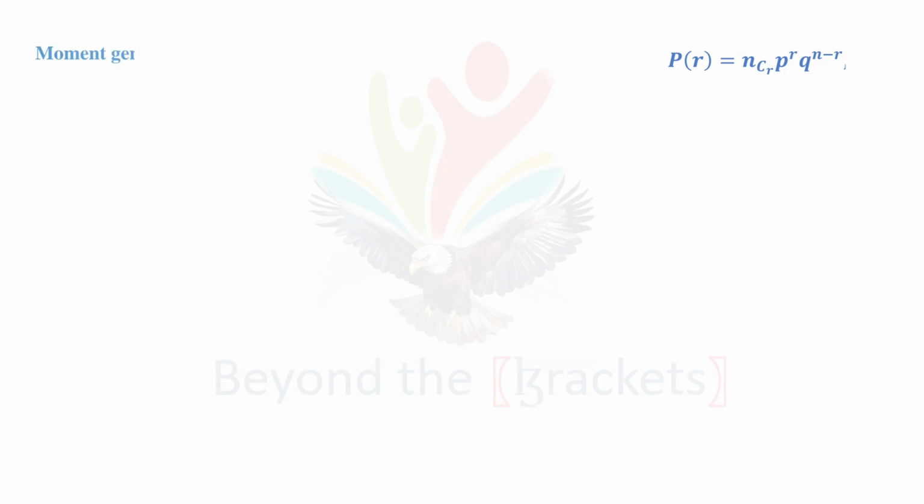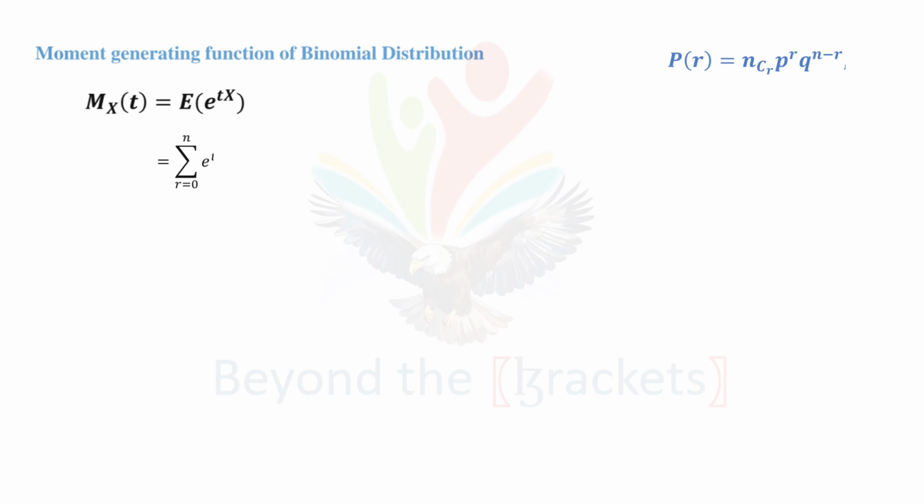Let's proceed to find the moment generating function of the binomial distribution. The moment generating function is defined as this expression. For a discrete random variable, expectation is given by summation over all possible values. Therefore, this will be equal to summation r is from 0 to n e power tr into p of r. Substituting the probability mass function, we get summation r is from 0 to n e power tr ncr p power r q power n minus r.